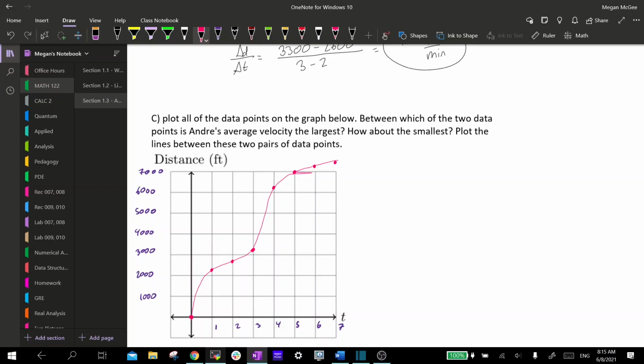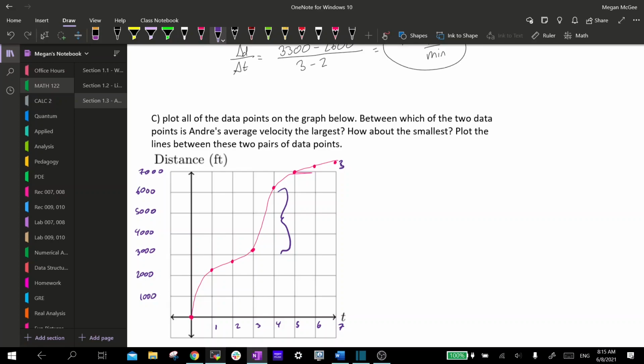Alright, and this is the average velocity, so how fast he's going between all of these points. Alright. Between which of the two data points is Andre's average velocity the largest? So between which points is he going the most amount of distance in the same amount of time? Well, that would be between minutes 3 and 4, right? He's covering quite an amount of distance there. And how about the smallest? Well, he's only covering 100 feet between minute 6 and 7 rather.